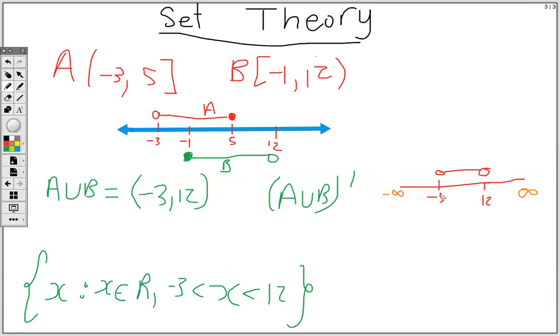Now, since -3 is not being used by this red set, it means it's outside the set. So I'm going to have it being closed at -3, and I continue towards negative infinity. Same thing at 12, open. So it means it is not within this red set, so it must be outside the set. So I'm going to have it being closed outside the set and it going towards positive infinity. So the complement means everything outside.